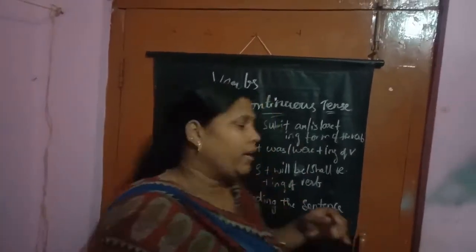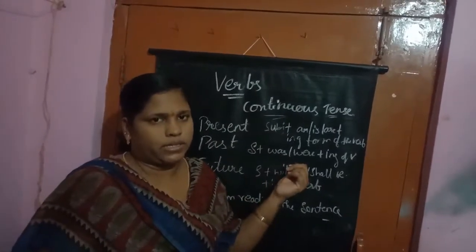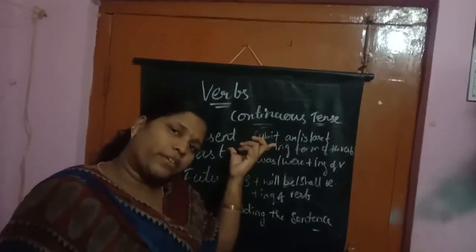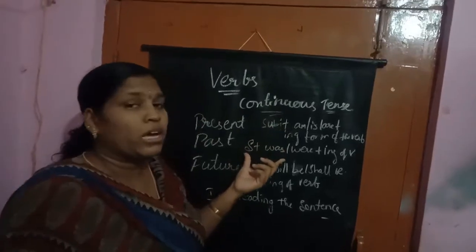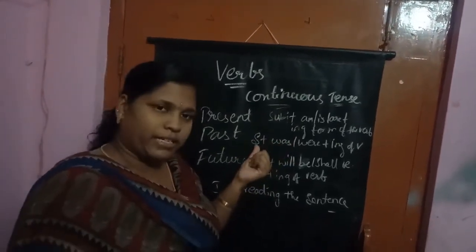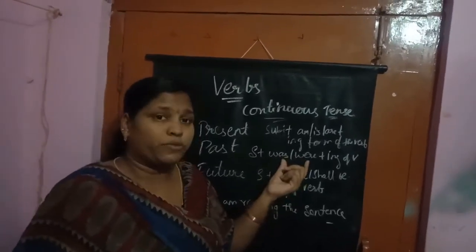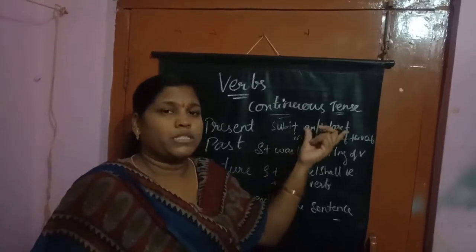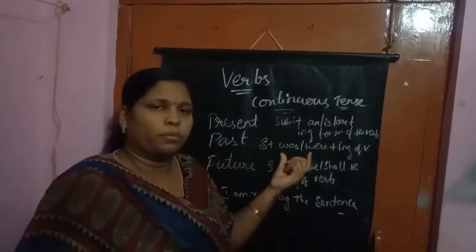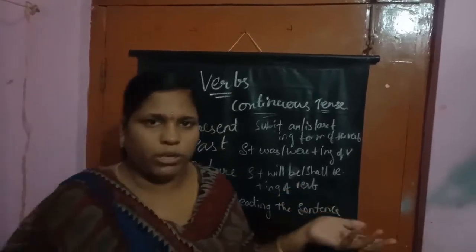Understood, children, everyone? Now, coming to the past continuous tense. Everyone have understood present continuous tense? Now coming to the past continuous tense. First we will see the rule. Subject plus was or were, this is the past form of am, is, are, the helping verb, plus ing form of the verb, plus object. You can tell.